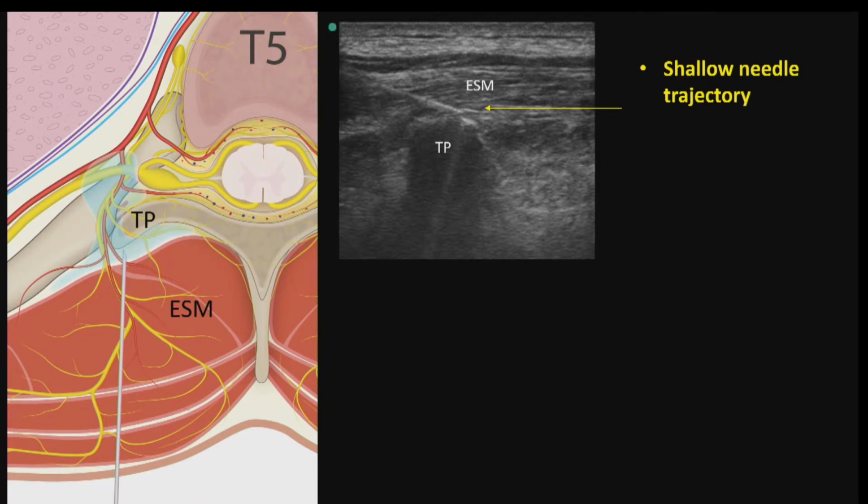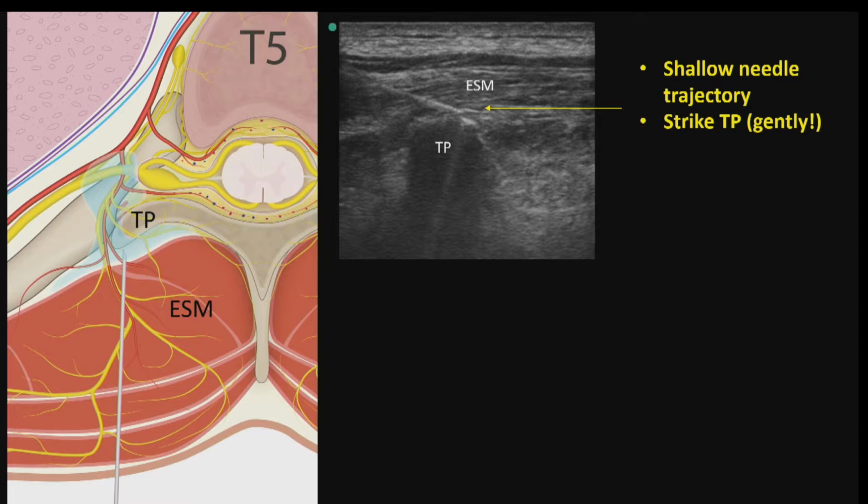Put your chosen transverse process not in the center of the screen, but off to one side. You actually want to be aiming using a fairly shallow needle trajectory. So you don't want to have your probe necessarily in the middle of the screen, because that usually mandates a 45-degree angle, and I do recommend that your angle is less than that.